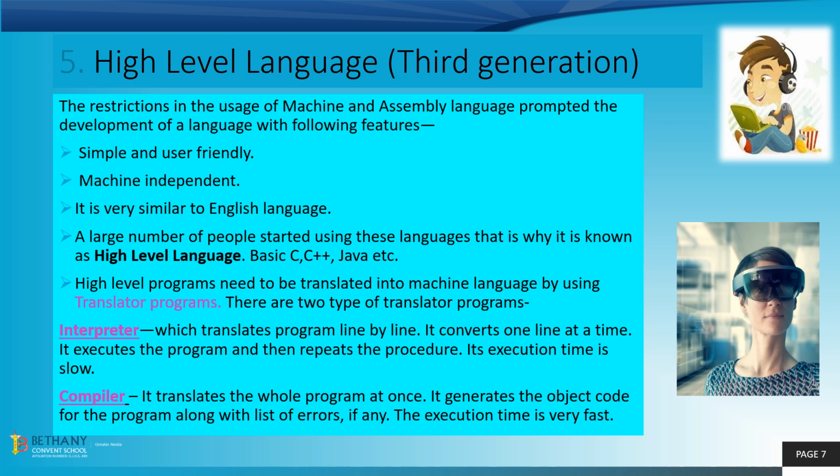But again, high-level programs need to be translated into machine language by using translator programs. For high-level language, there are two types of translator programs, interpreter and compiler. Interpreter translates the program line by line. It converts one line at a time. It executes the program and then repeats the procedure. Its execution time is slow.